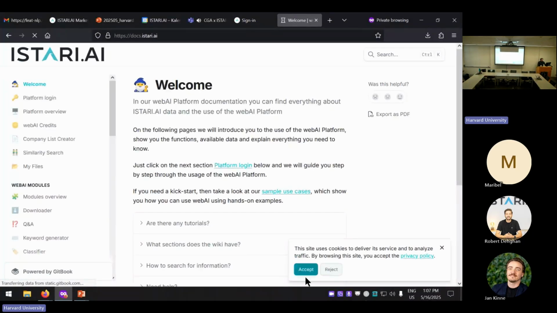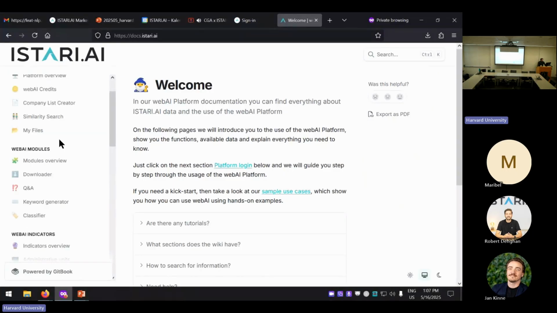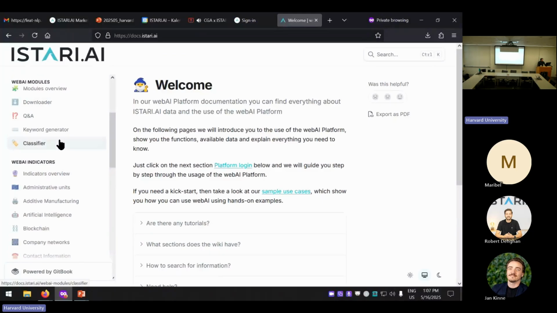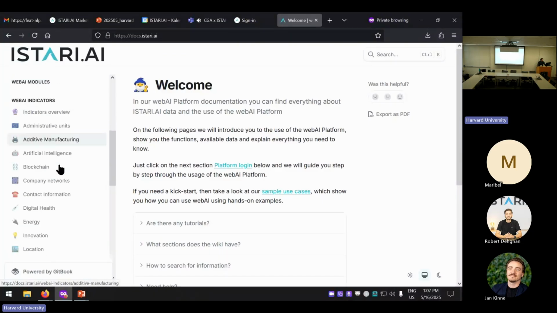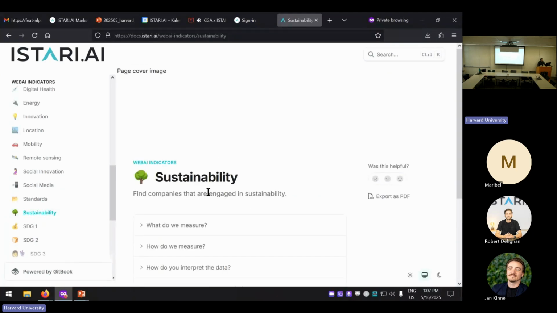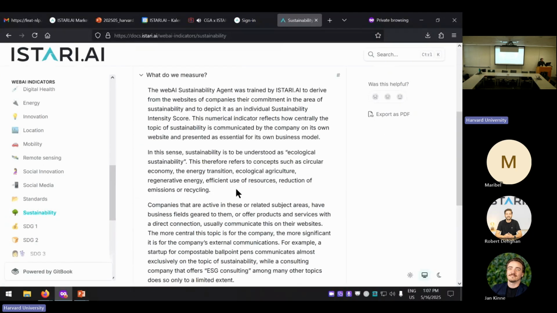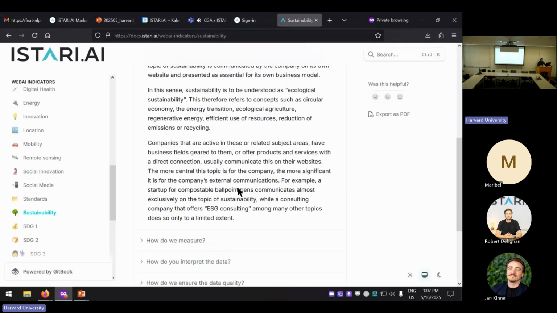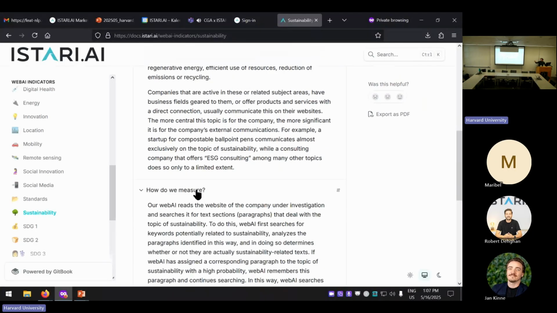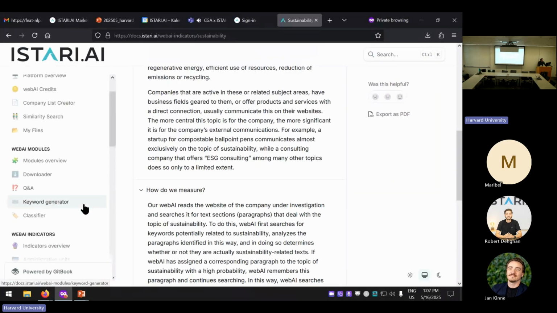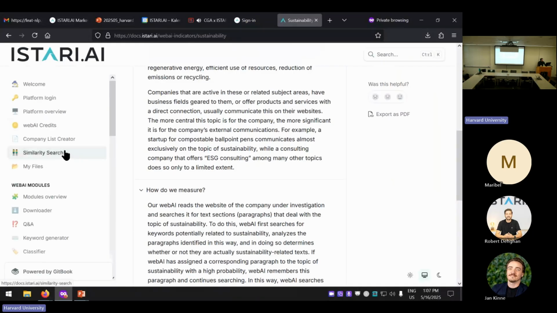docs.istari.ai, which is our documentation, right? If you're interested in what kind of stuff we have in our data, you can look it up here. For example, we have a section here for sustainability, which explains what this sustainability indicator that we heard about several times today is all about, because this is also in the data. You can also use that one. However, I have to mention that this documentation here is still for our old platform, right?